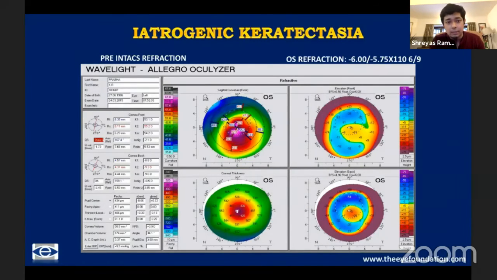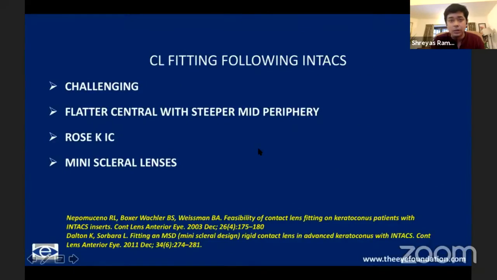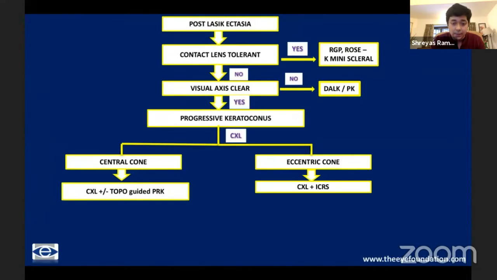This was just an example of a patient with iatrogenic ectasia. As you can see here, fairly significant power, and post Intacs, there is a marked improvement in symmetry and reduction in the power, and improvement in the UCVA and BCVA. For visual improvement after Intacs, if there is a significant residual error and a significant irregularity, contact lenses may be necessary. However, we may have to go in for mini scleral lenses, as fitting the standard lenses can be more challenging.